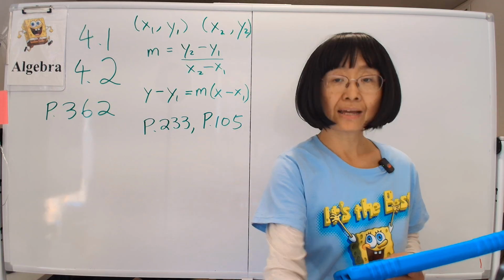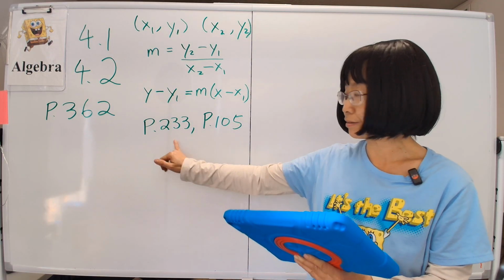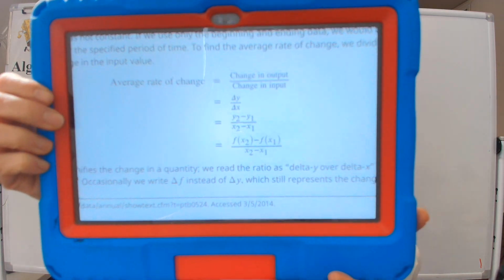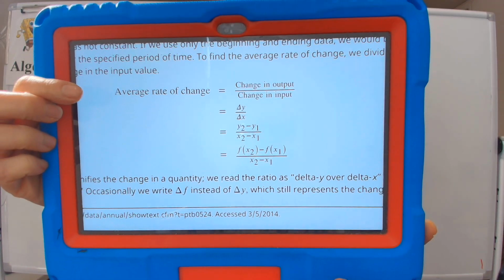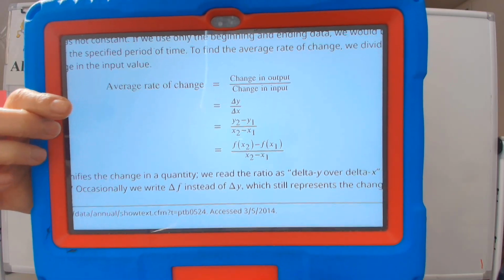And next, now I'm on page 233. You don't even need to turn to that page. I've written down here. I just want to show you something real quick. That is the average rate of change. This is section 3.3, where we learned the delta y over delta x business.